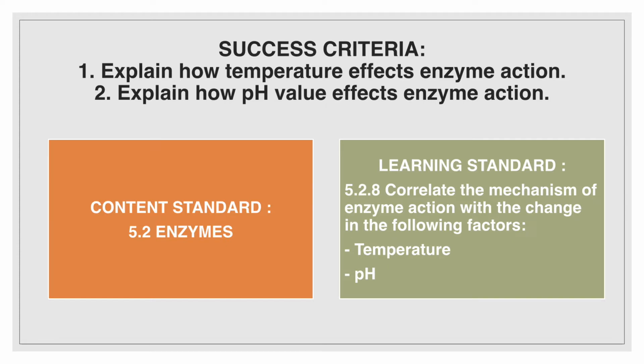Learning standard 5.2.8: correlate the mechanism of enzyme action with the change in the following factors. And the factors that we are going to look into today are only temperature and pH. The success criteria for today's lesson are, first, explain how temperature affects enzyme action, and second, explain how pH value affects enzyme action.